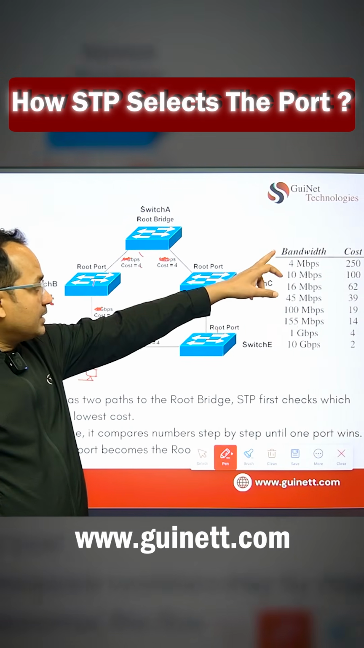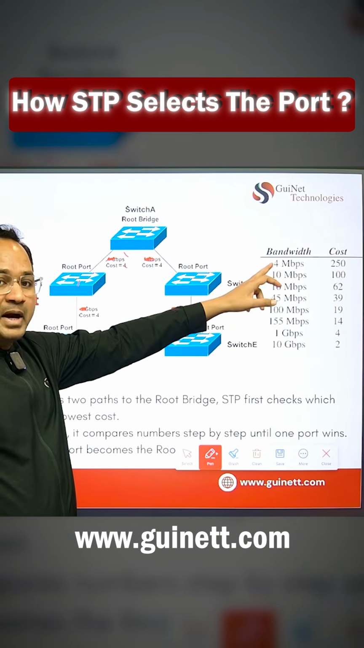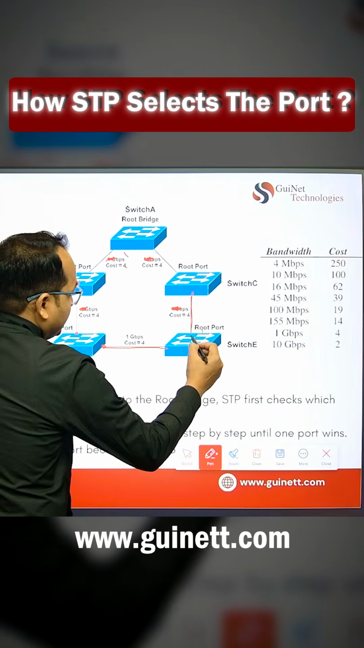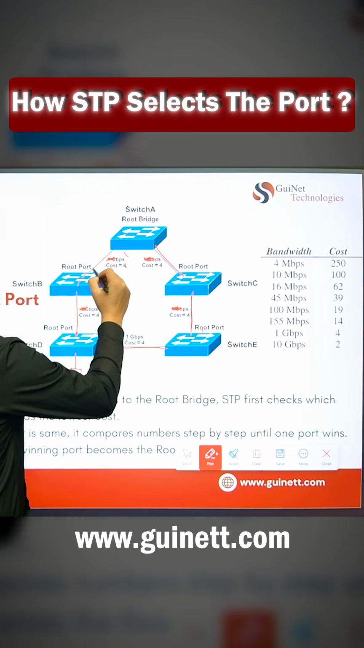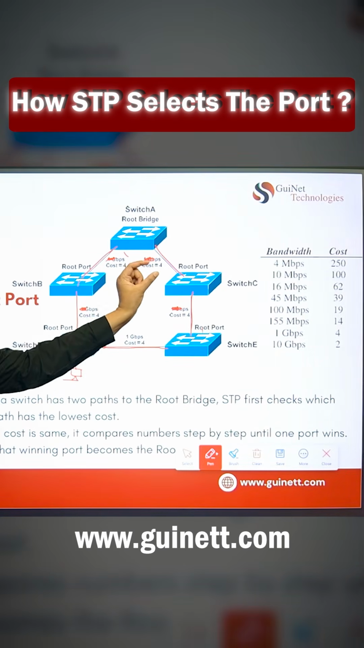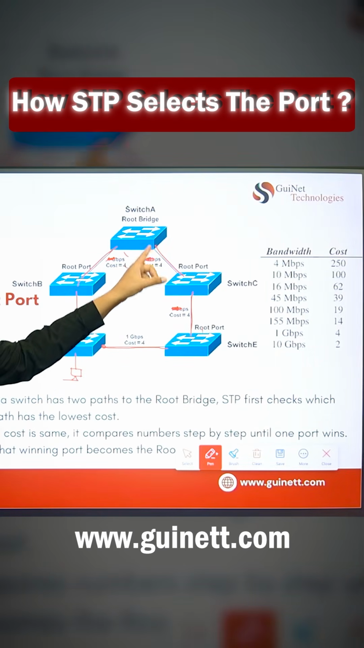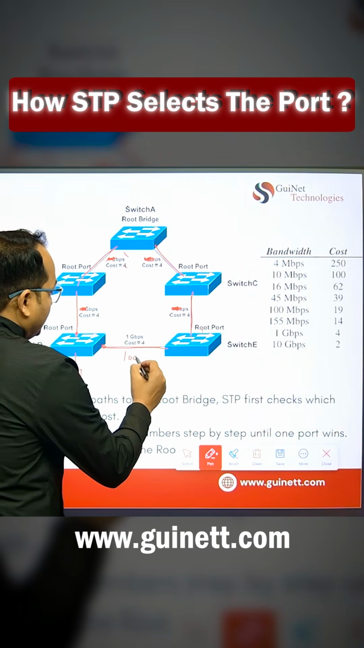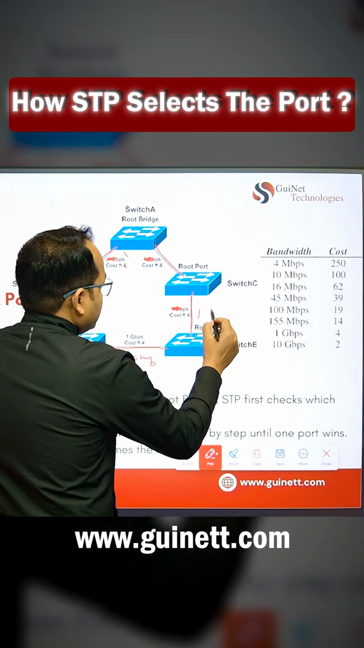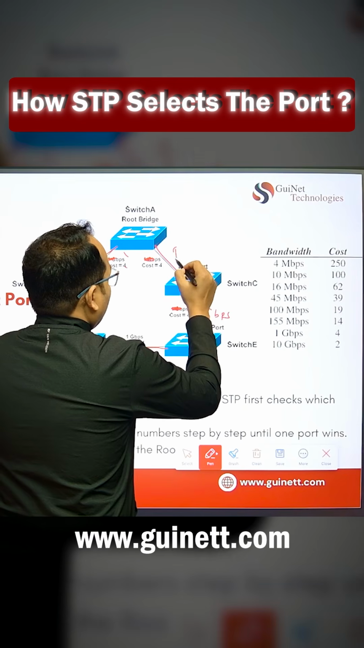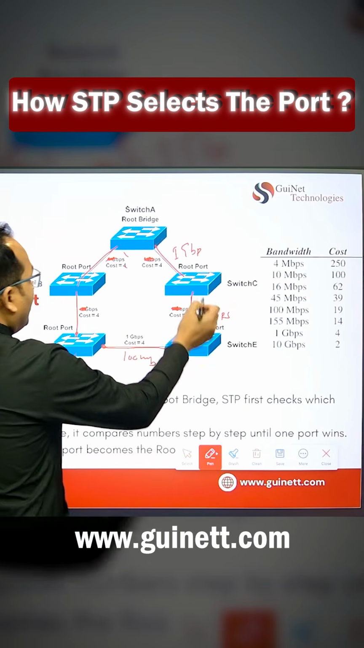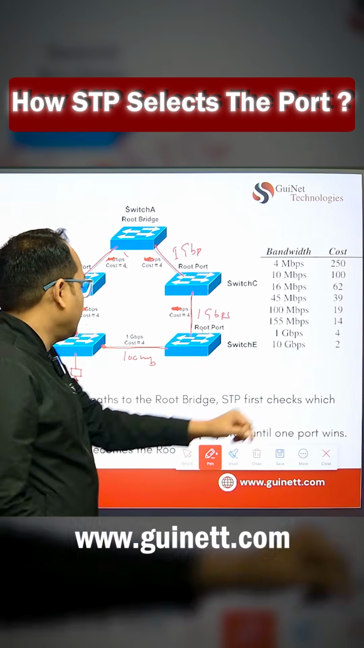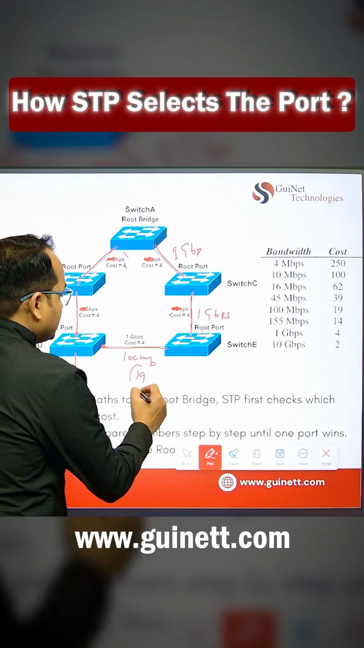So you have to remember the link bandwidth. What is the link bandwidth? The link connected this way, and this way. Whatever the lowest link bandwidth available on this path. Let's suppose this is 100 Mbps, and this is 1 Gbps. So what is the cost for this path? For 100 Mbps, you're going to get a cost of 19.